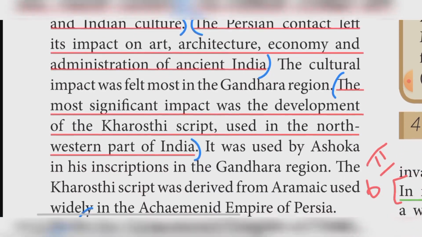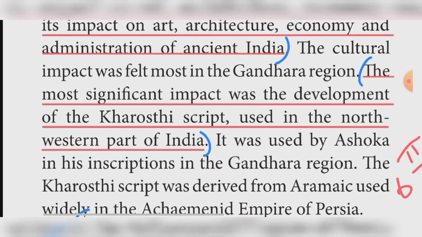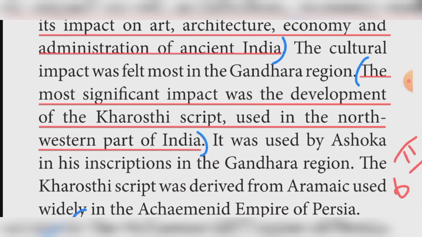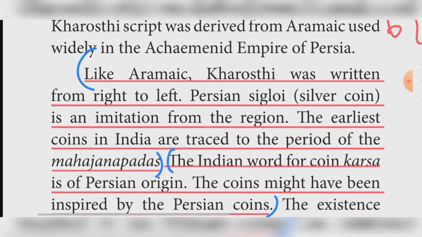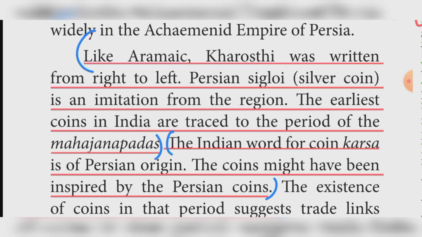Next point, the most significant impact was the development of the Kharosthi script used in the northwestern part of India. Next point, like Aramaic, Kharosthi was written from right to left. Persian Siglos is an imitation from the region.